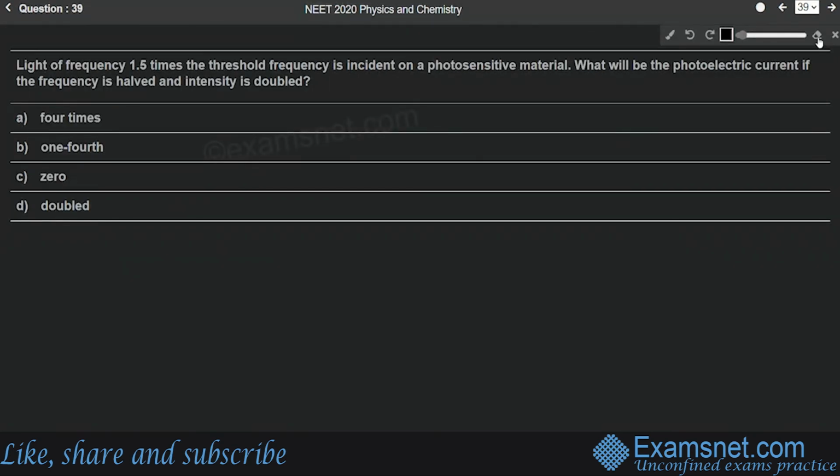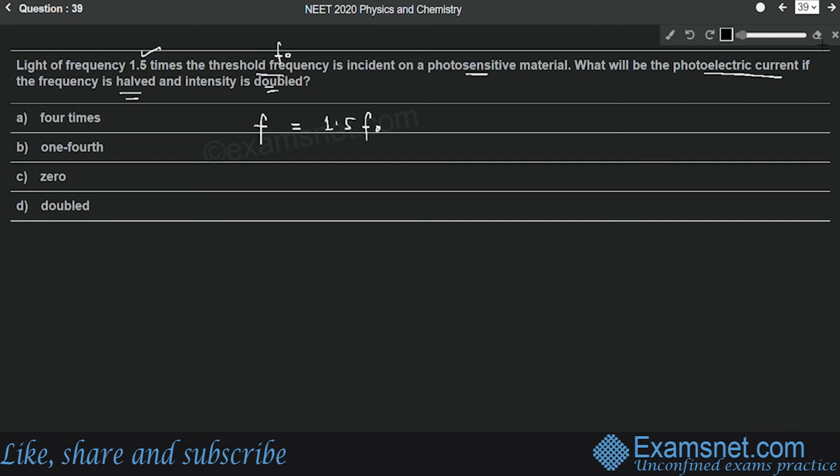Question number 39 is from the chapter Dual Nature of Radiation and Matter, and the question is: light of frequency 1.5 times the threshold frequency is incident on a photosensitive material. What will be the photoelectric current if the frequency is halved and intensity is doubled? Suppose f is the frequency of light and f naught is the threshold frequency, then it is given that f is 1.5 times f naught.